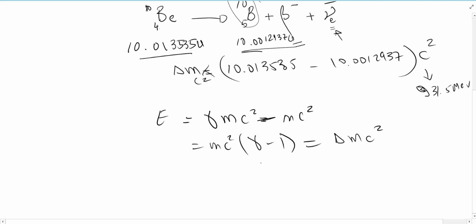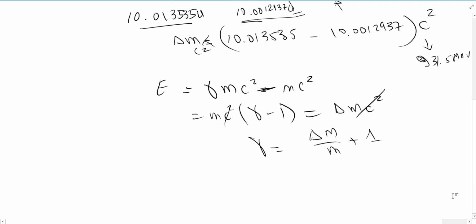From here we're going to find the value for gamma, which is just a solution to this equation, delta m over m plus 1, and that should give me a value for gamma. And from here we're going to solve for the velocity through this expression, because we're not guaranteed that relativity can be ignored. Don't try the classical expression because you're going to get it wrong.